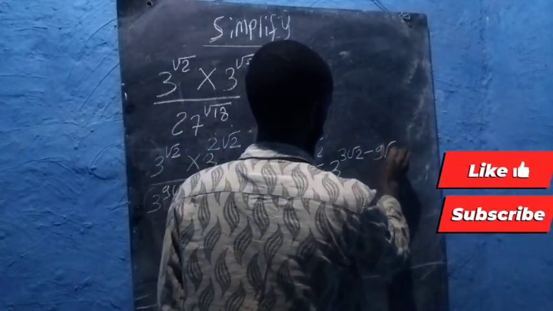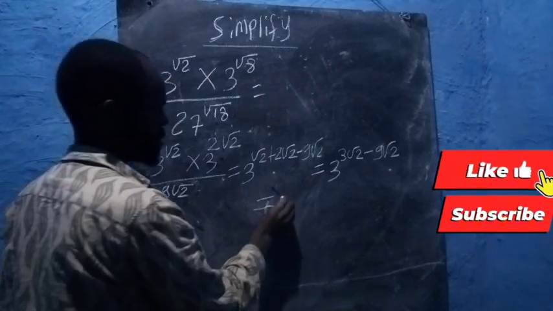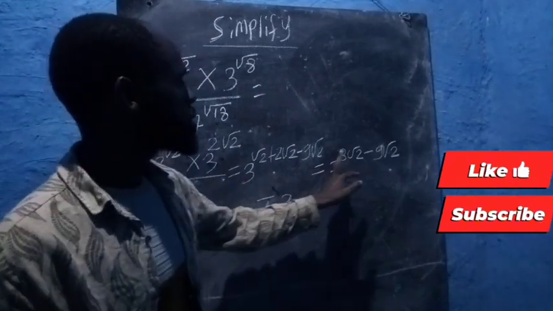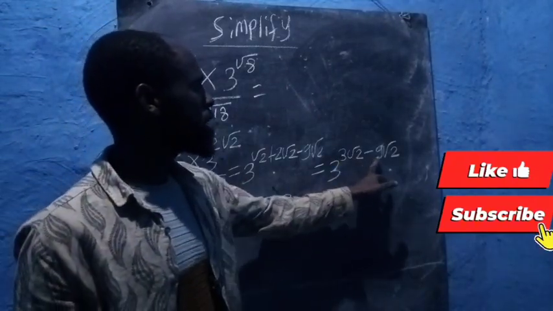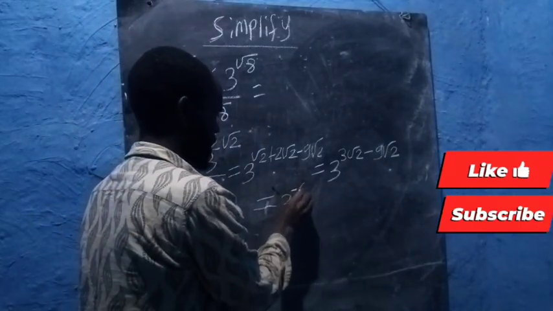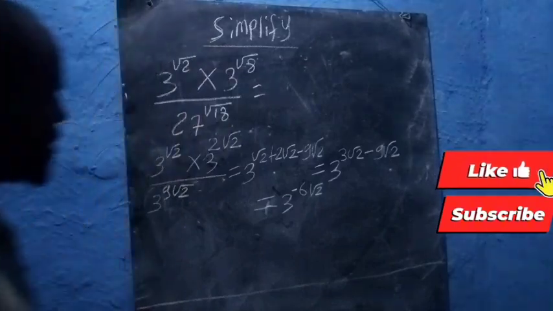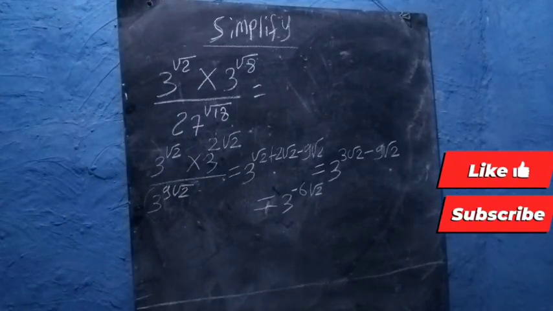Which is equal to 3 to the power of 3 radical 2 minus 9 radical 2, that is 3 minus 9, minus 6, so minus 6 radical 2.